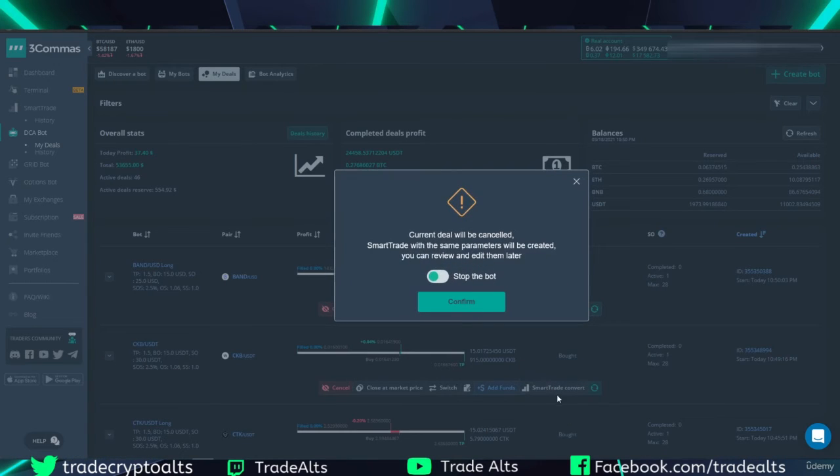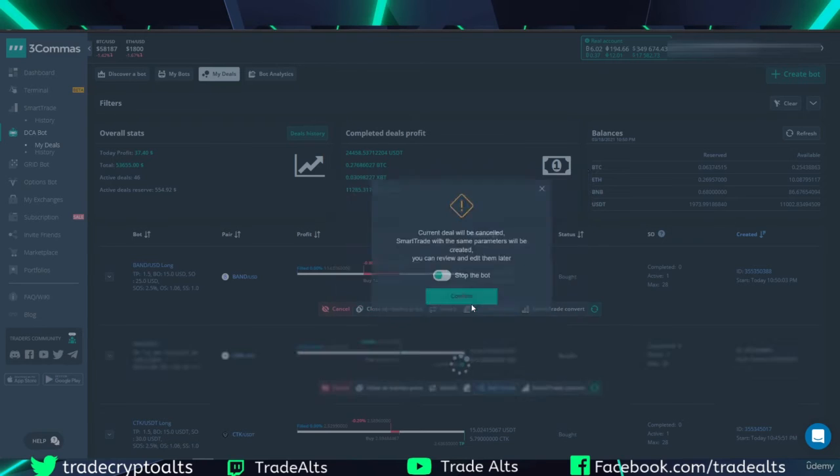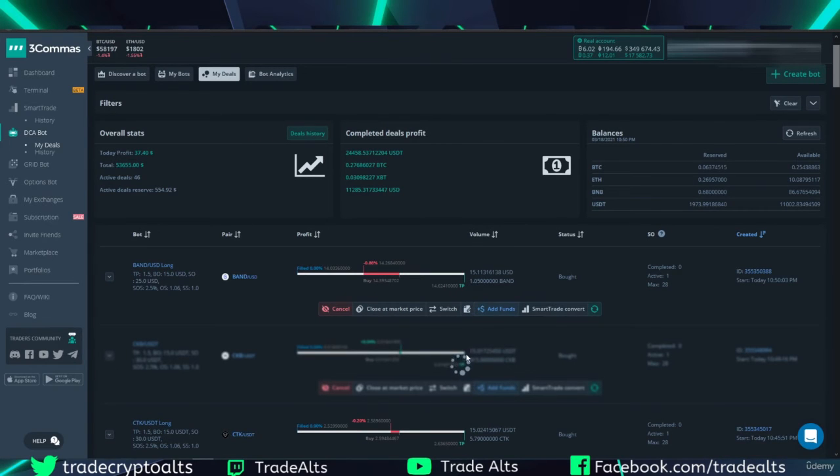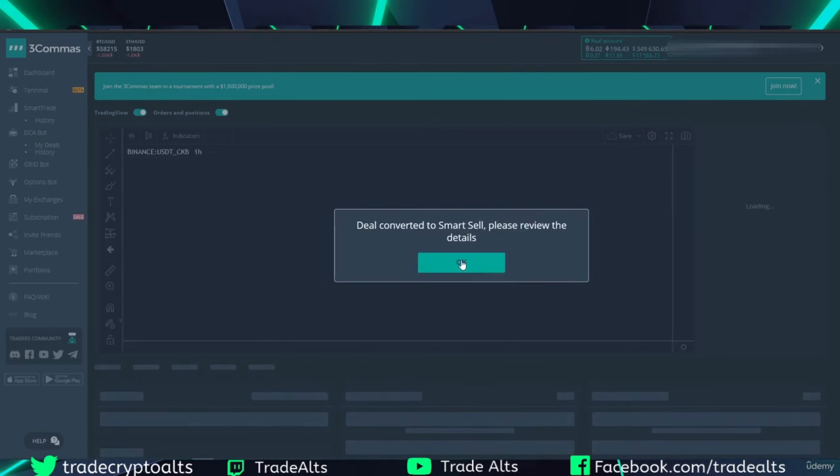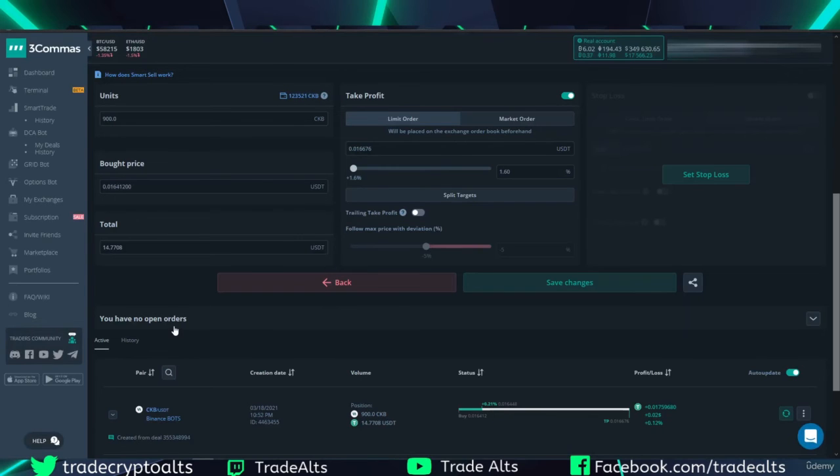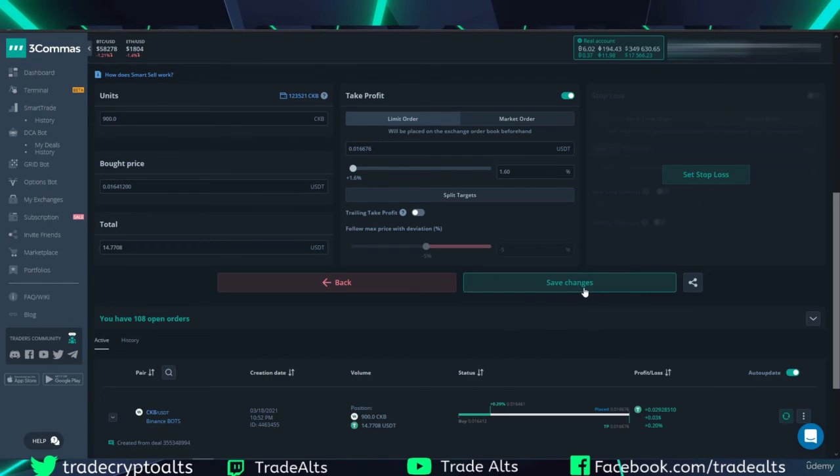I'll hurry up this time. So, smart trade, confirm. I don't want to stop the bot. Basically what's going to happen is it's going to convert this existing deal that you're seeing right here to a smart trade, and then it's going to start a brand new bot for me again, because I want to keep it running. Again, it populates 900 CKB. This is how much CKB was purchased. Here's the price you bought it at, and here's the total that you spent. Your limit order already populates, so all you would have to do if you want to keep it like this is click Save Changes.